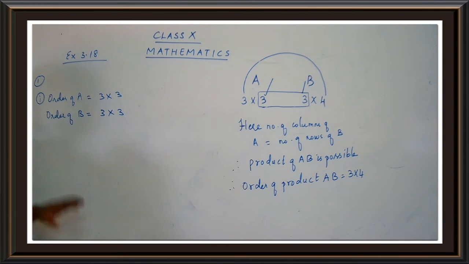We are not going to draw a table. We are just going to write down in the form of a sum. So for question number 1, order of A is given as 3 cross 3 and order of B is given as 3 cross 3. Now the question is to find the order of the product AB. So we are going to use the cases and find it out.